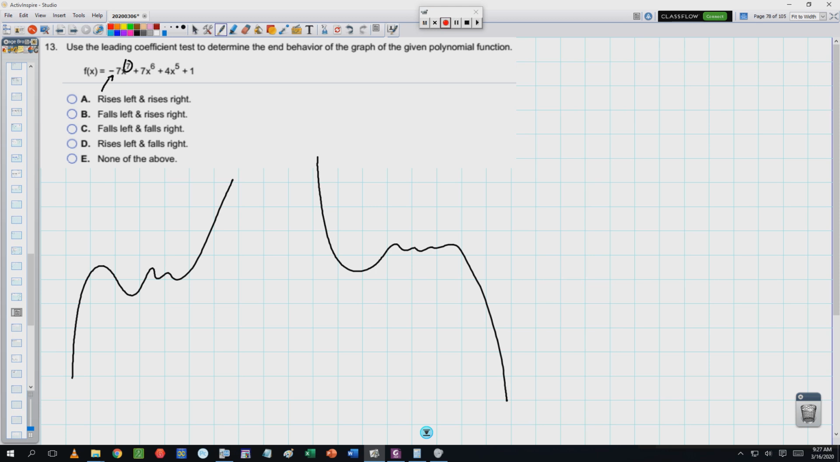Because of the odd power, it'll start and stop at different places. If it was an even power, it would start and end at the same place. But we have an odd power here with 7, and because of the negative that leads, this is our graph right here. This graph over here on the left is rising, and over here on the right, it's falling. So we want to rise left, fall right. Letter D.